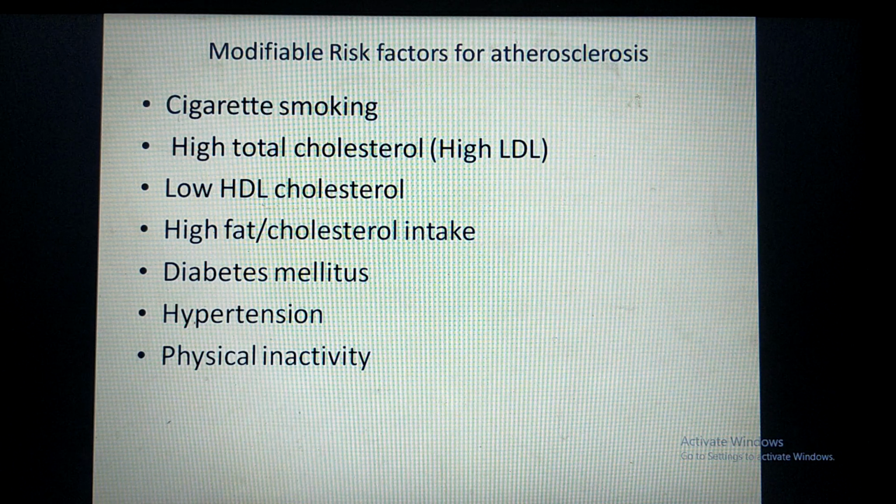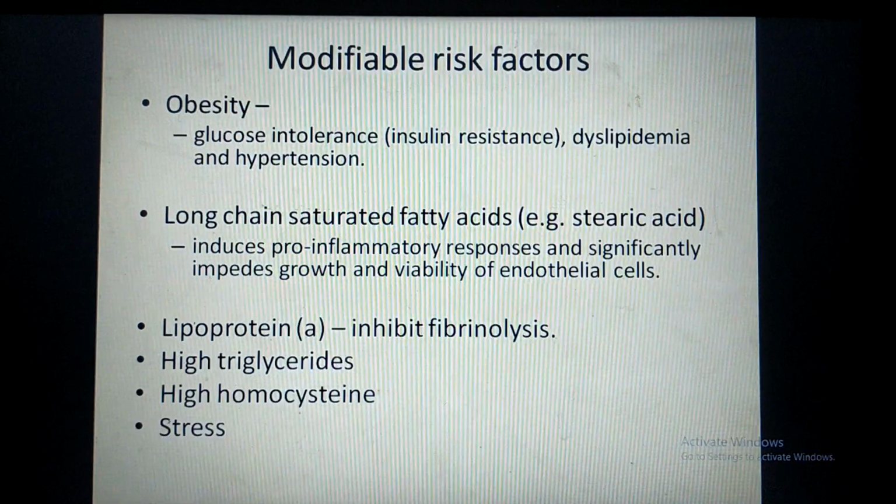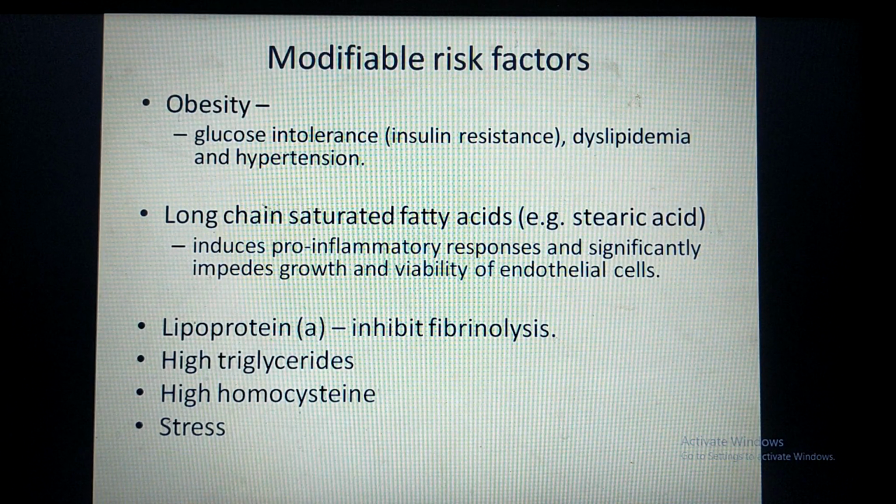Diabetes mellitus, just now I have discussed, is an important cause as well as a risk factor for atherosclerosis. Hypertension, I have told you, whenever there is hypertension there is rushing of blood through the narrow blood vessel, due to which there is endothelial damage, and this endothelial damage starts the process of atherosclerosis. Physical inactivity is also an important cause of atherosclerosis. Next cause is obesity. Again, obesity leads to insulin resistance, increase in the blood glucose level and increase in lipid level.